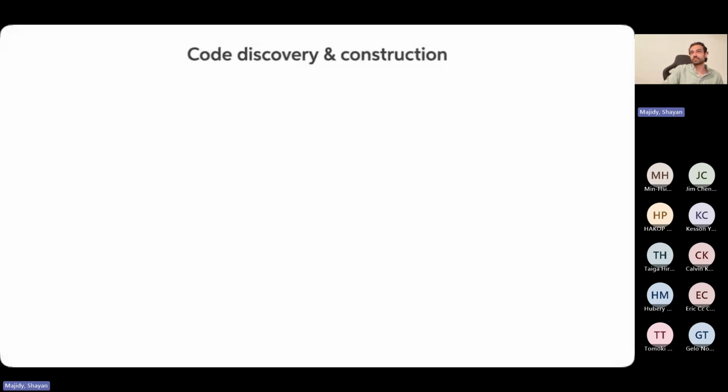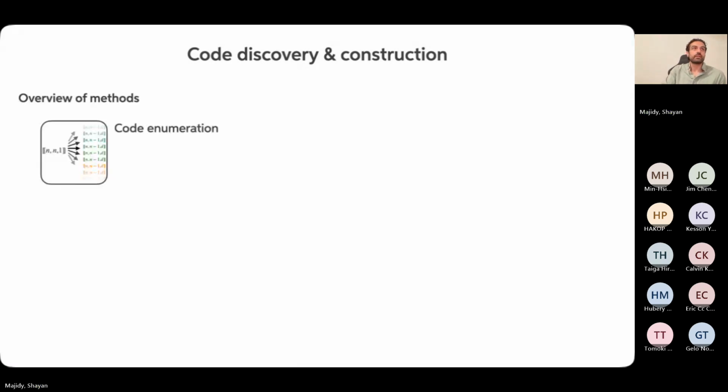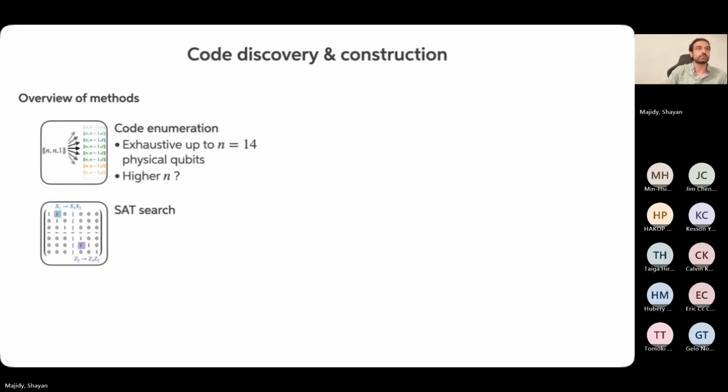So we construct our codes in 4 ways. First is a brute force enumeration. So we actually exhaustively create the database of all CSS codes up to 14 qubits. And then we go through the entirety of this database to find all phantom codes. We then use a SAT search method where we find the minimum n instances for different values of k and d up to n equals 21. So this allows us to push further, but it's not exhaustive anymore.